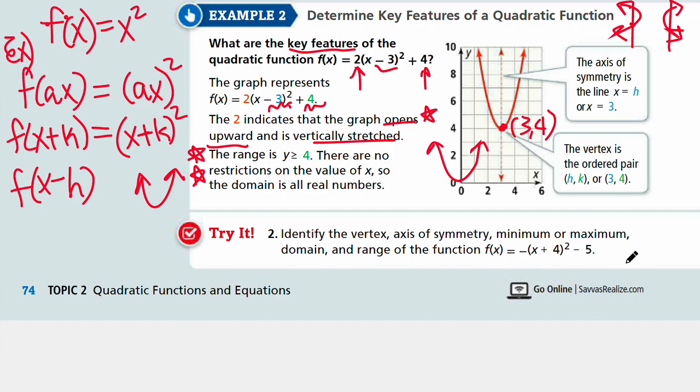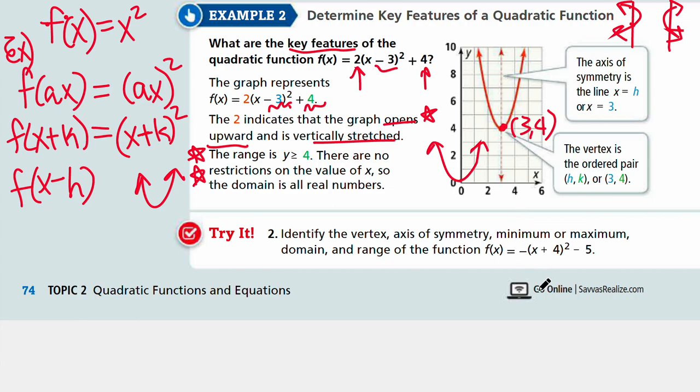Okay, so this is already in vertex form, so it shouldn't be too hard. Try comparing your function with your parent function. Okay, so pause the video and come back when you're ready for answers. All right, are you ready? Okay, let's see if you got it correct.